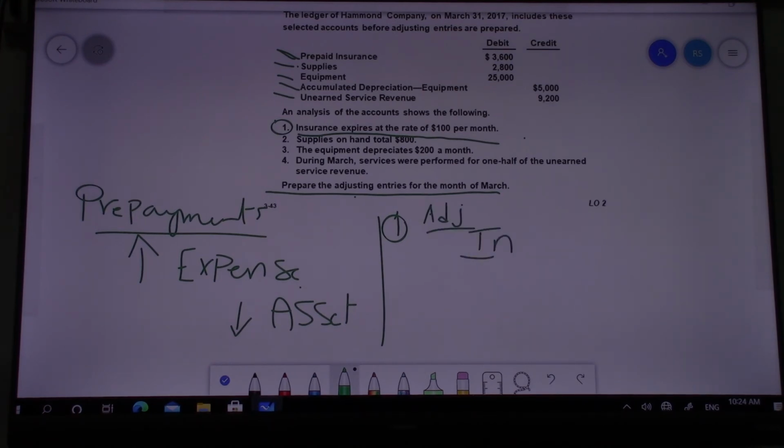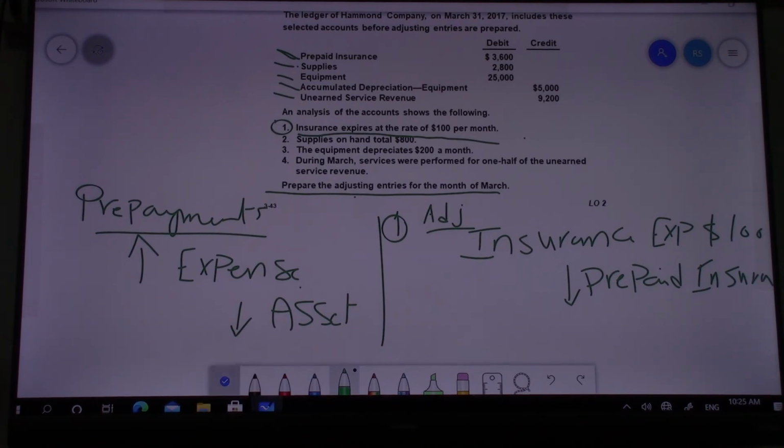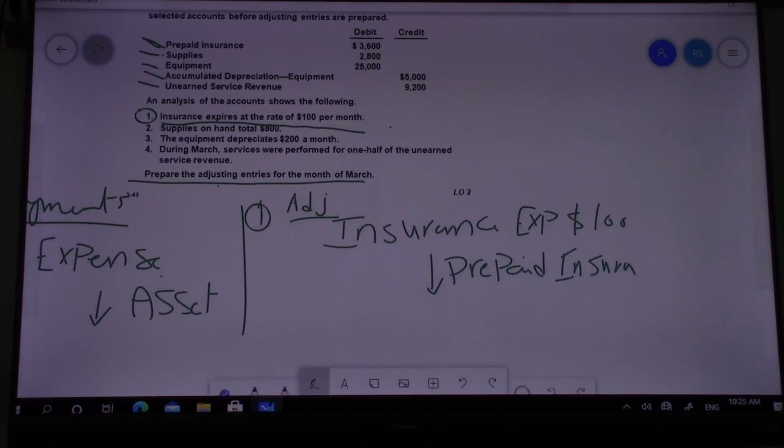Insurance expense by $100, because we are recognizing expenses for only 1 month, and at the same time we should decrease asset, which is prepaid insurance, by the same value.